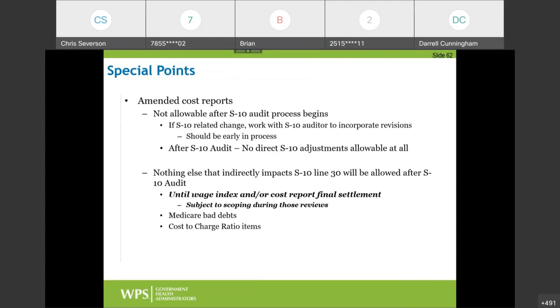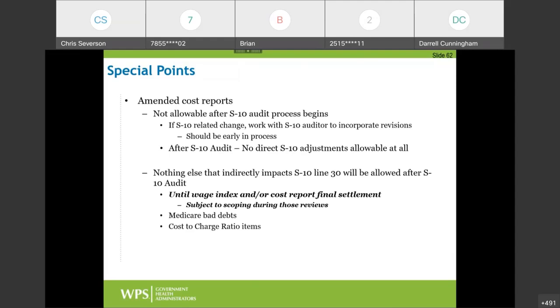Other than that, though, nothing is required to be accepted, and it's up to the auditor. It's up to the MAC, essentially. In discussions with MACs and CMS, we've decided for these situations with S-10, it introduces far too much risk and far too much rework to allow these amended cost reports to come in after we've already started the S-10. So if there is an S-10 related change, like you're updating charity care or the total bad debt number, this is something that you should work with your S-10 auditor to incorporate.